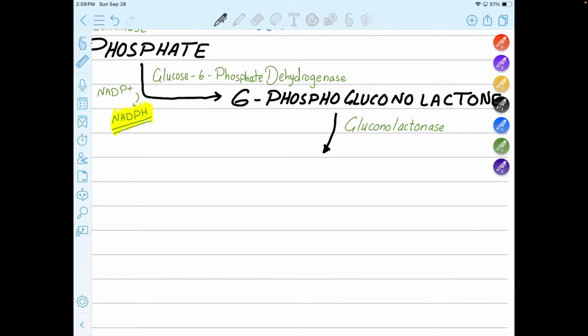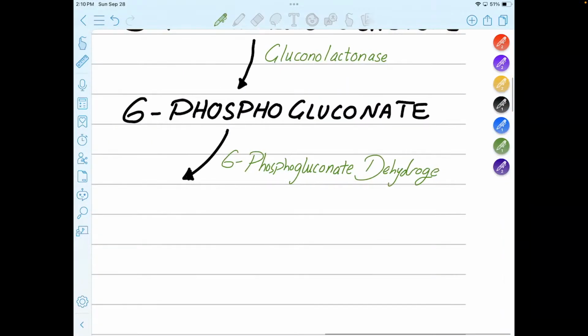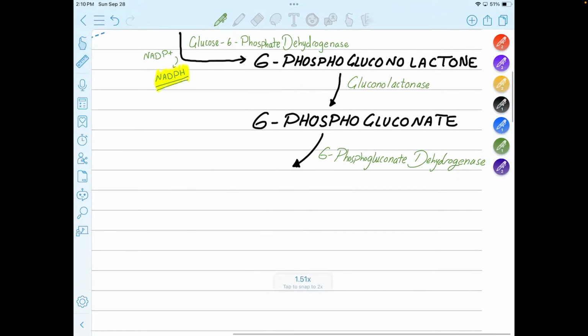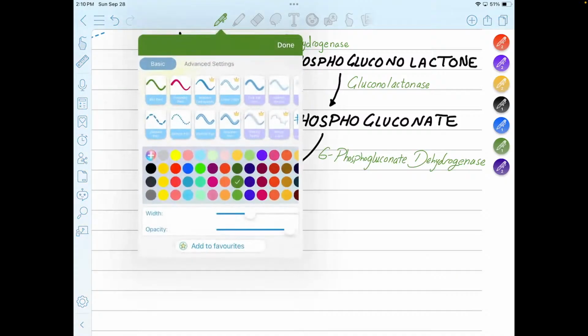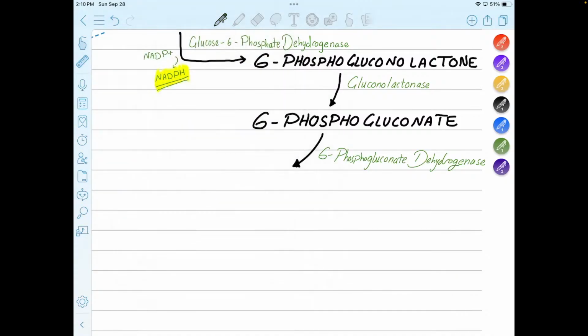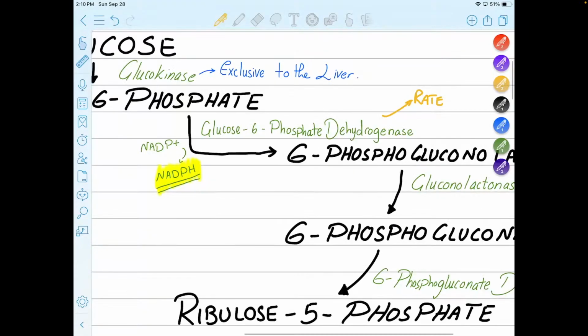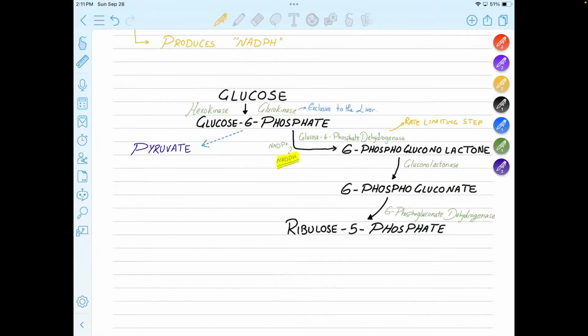6 phospho. Yep, quite a big name. 6 phosphogluconate dehydrogenase, and of course, what you are going to form is this thing called ribulose 5 phosphate.